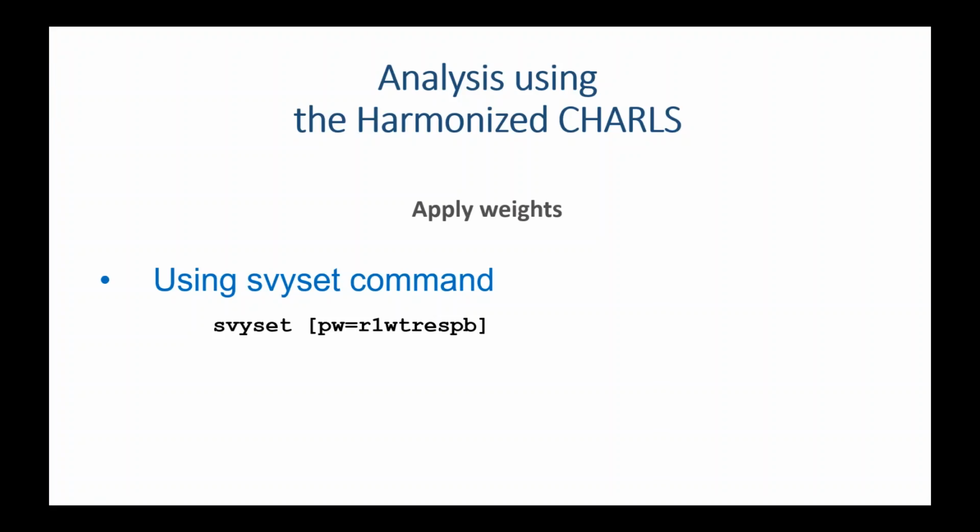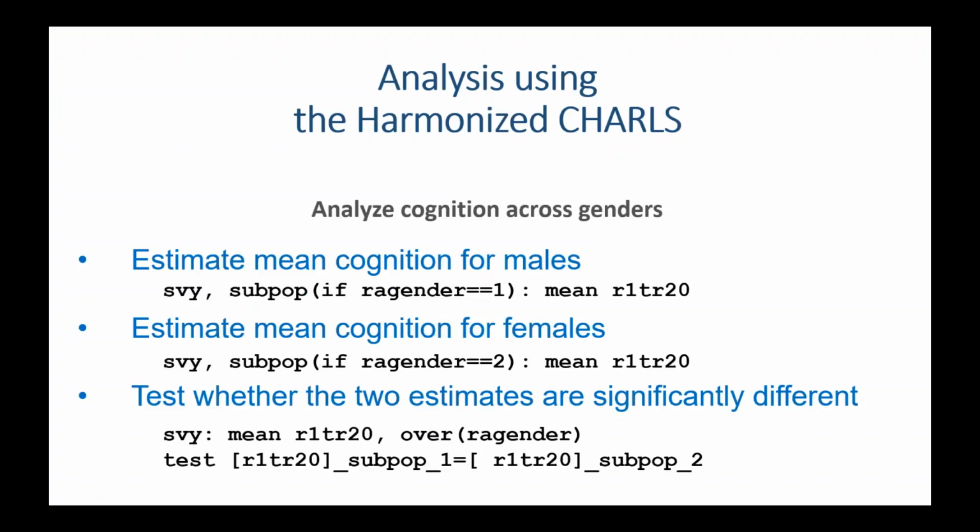Okay, so we've applied our weight in this case, and then we're going to analyze cognition across genders. We can estimate mean cognition for males, and then for females, and then test whether these two estimates are significantly different. So in this case, we're analyzing just by looking at the mean. The paper which this is based on, and any serious analysis, would also take into account other factors. In particular, the paper looked at education and region as ways to explain some of these differences, which you would of course want to do, but this is just a simple example analysis.